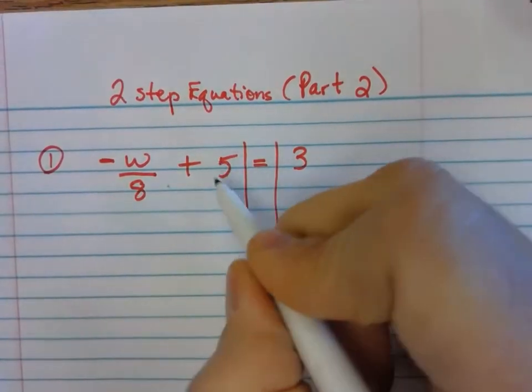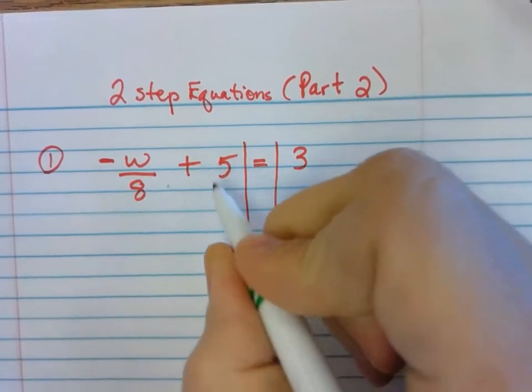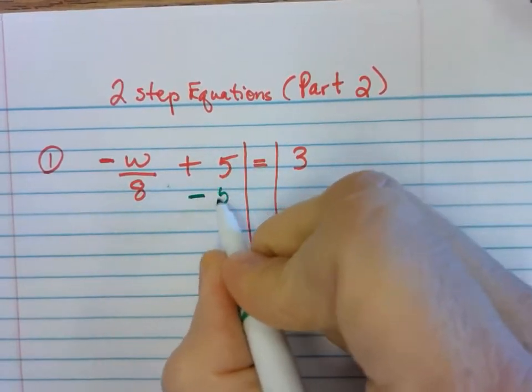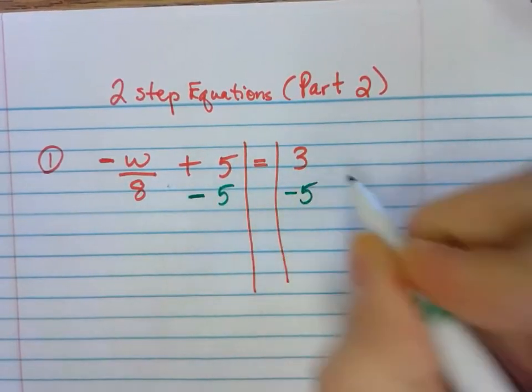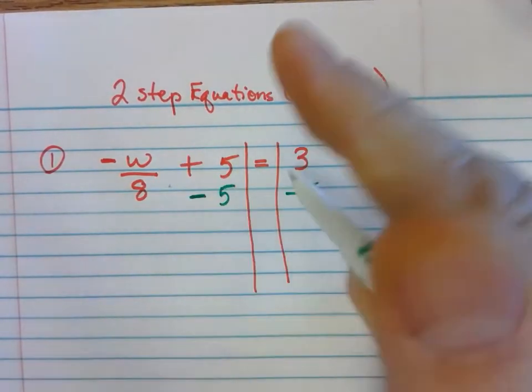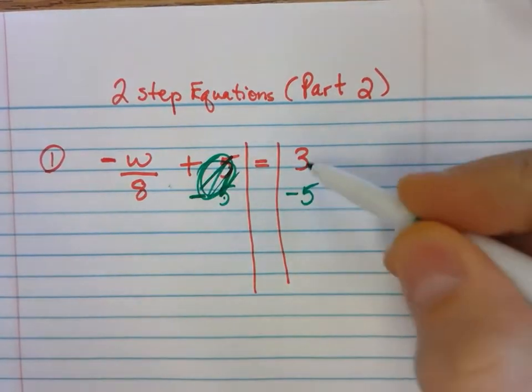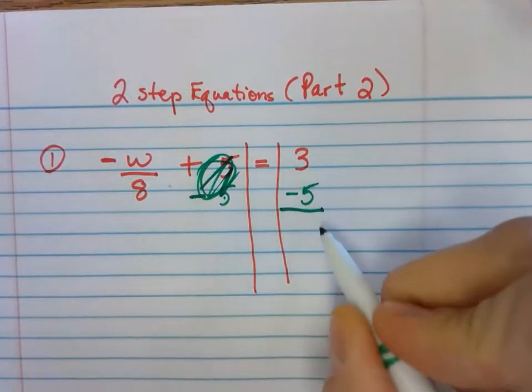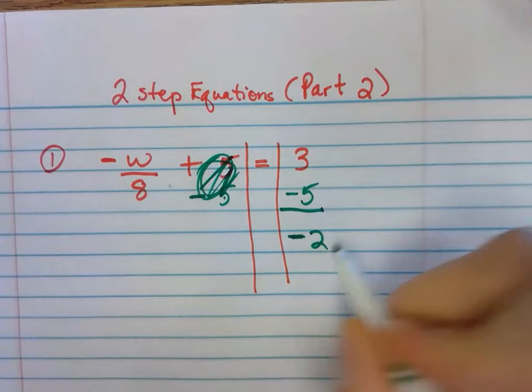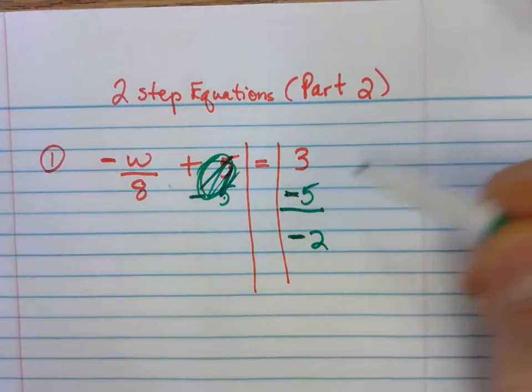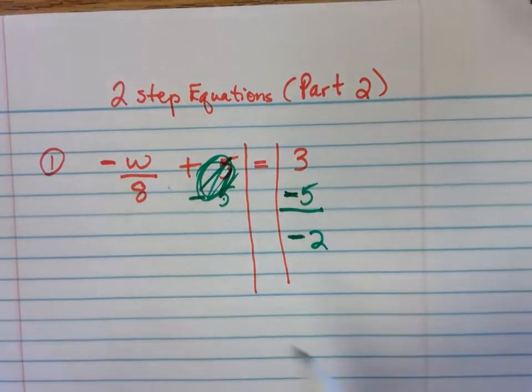All right, we want to cancel out that constant there. So of course, to cancel out a plus 5, I got to do minus 5. That means I got to do minus 5 over here on the right. These two 5s, of course, zero out, make a 0 pair, so you can scratch them out. 5 minus 5, 0. 3 minus 5, however, or 3 plus negative 5 would give you negative 2. Remember, take the sign of the bigger number. So when you subtract them, that would be negative 2.